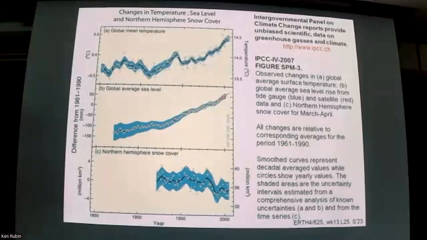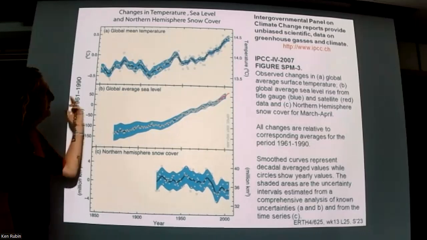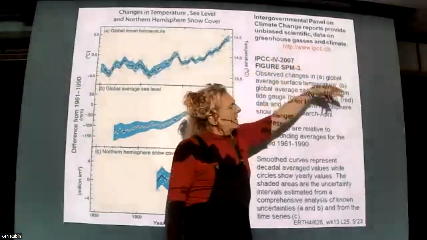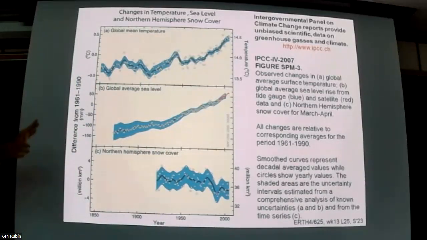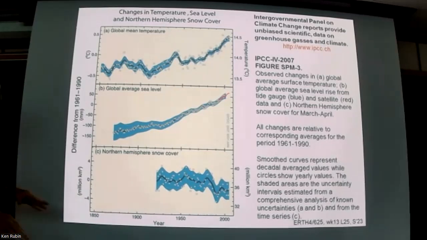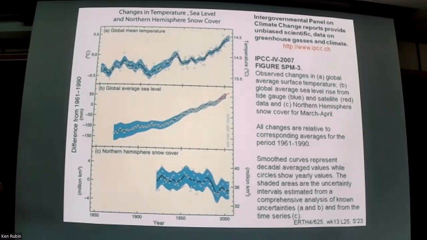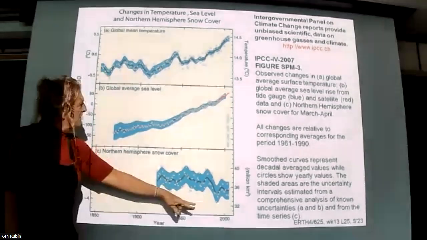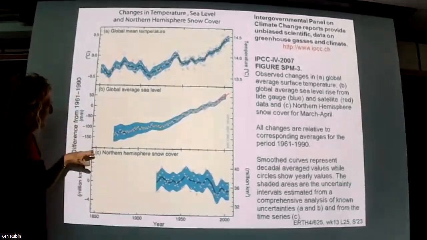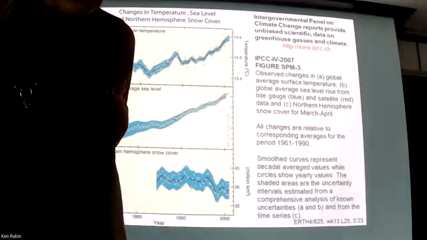So these are some other proxy records from one of the IPCC reports. And I've given you the link for interest; if you want to go to their website, you can see the latest report was 2022. The plots change how they look a little bit in terms of colors and fonts, but the details of the data haven't changed all that much. Some of the predictions have changed. But you can see here, here's global mean temperature starting in the year 1850 to the year 2000. This is global average sea level. This is Northern Hemisphere snow cover. These two are clearly showing an increase over that period of time.